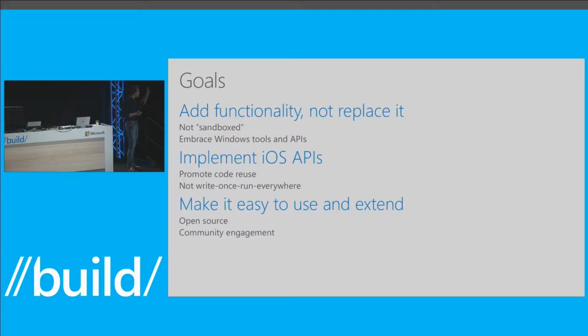So I want to pause on that open source bit for a second, because it's really important to us. I mean, open source is increasingly important to Microsoft as a whole, but it's really important to us as a team, because it's not just something that we do for street cred with the developer community on GitHub. It's really absolutely fundamental to this goal of maximizing your code reuse.